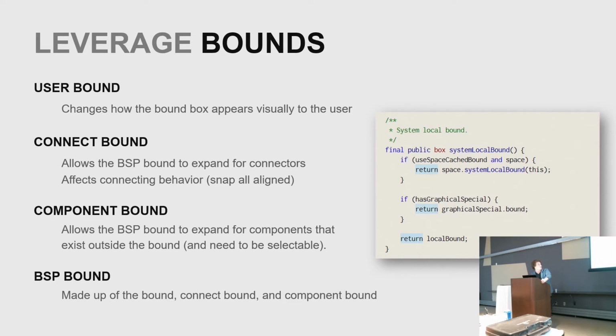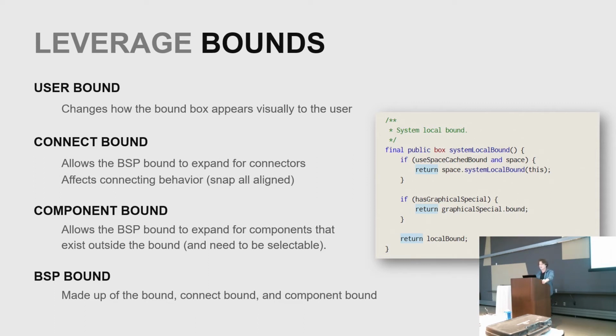So snap all aligned is a good example. When you're dragging things around trying to connect, if you have modified your connect bound in some way, you may see some key connecting behavior. Or if you need your things to connect and you're not seeing them connect and you're confused, take a look at connect bound, because there might be something wrong there.